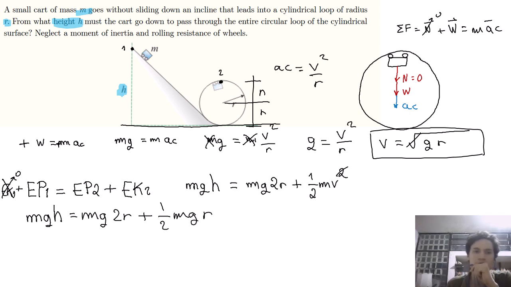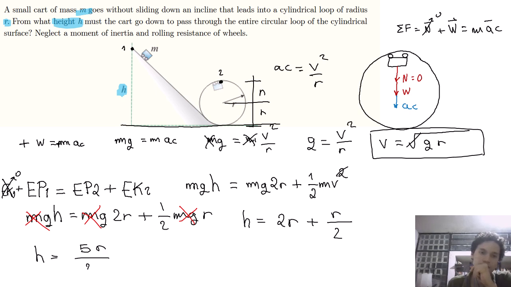So we can extract the mass and the gravity as a common factor in the whole expression, and simplify, and we end up only with the height being equal to 2r plus r over 2. And we sum these two fractions, and the height must be equal to 5r over 2. And that is the solution of the problem.